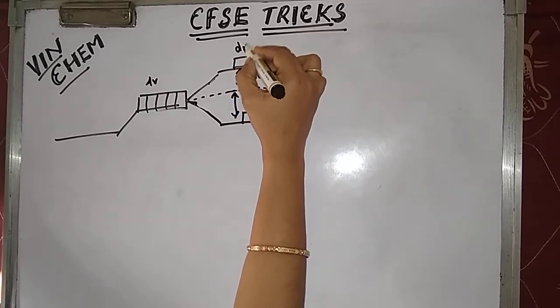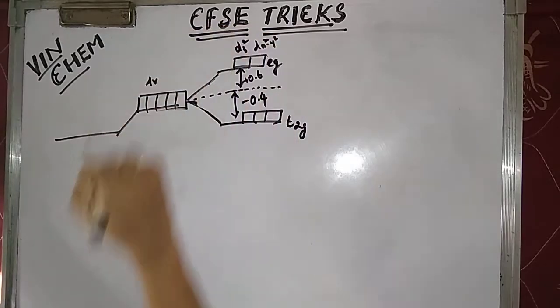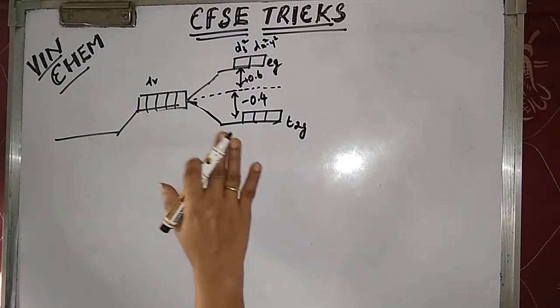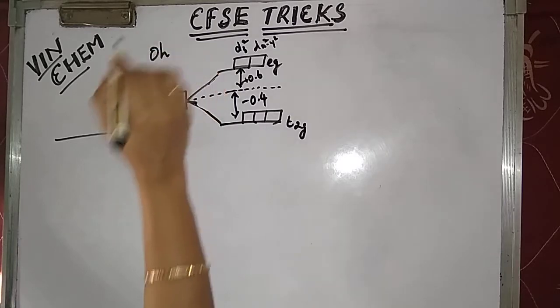This is dz square and dx square minus y square. These d orbitals have more repulsion. These other d orbitals have very less repulsion, and this is in the octahedral field. Okay, this is octahedral.